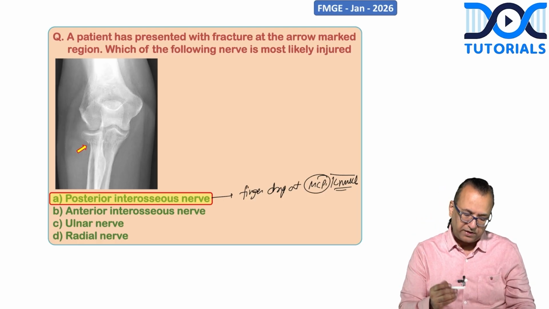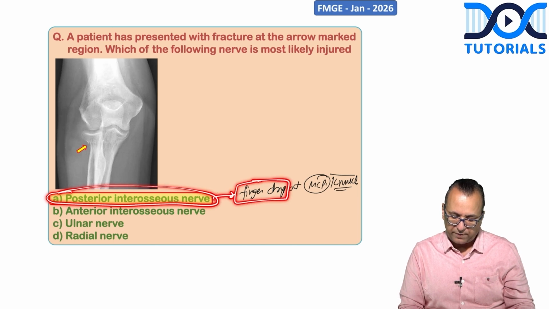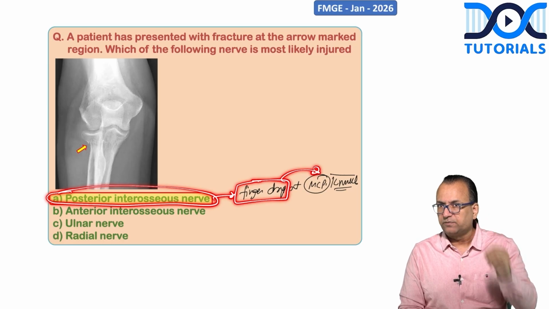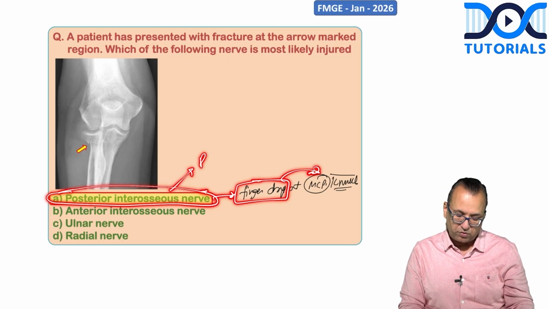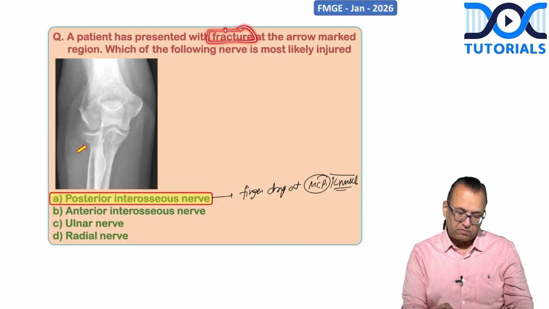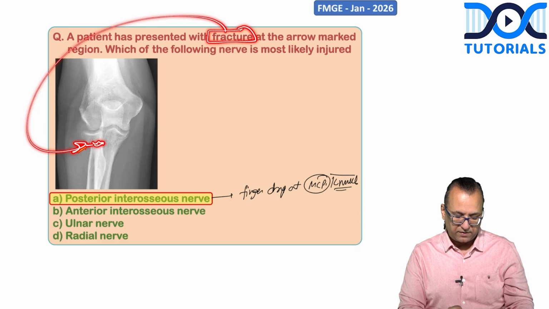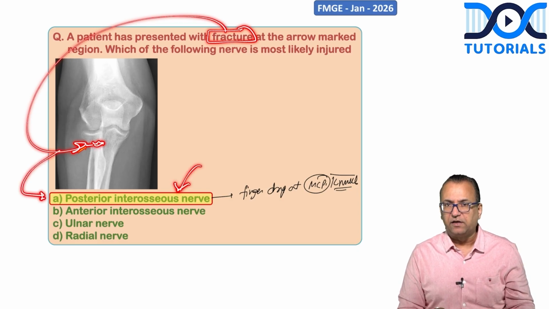But in a case of posterior interosseous nerve injury, you will find specifically a finger drop at the MCP with no wrist drop and no loss of IP extension. Plus there is no sensory loss. Why is there no sensory loss? Because this is a pure motor nerve. The posterior interosseous nerve is a pure motor nerve and there will be no sensory loss in such a patient. Anyway, the fracture at the arrow mark region is a fracture of the radial neck, and the most commonly damaged nerve will be the posterior interosseous nerve. Choice number A should remain the answer.